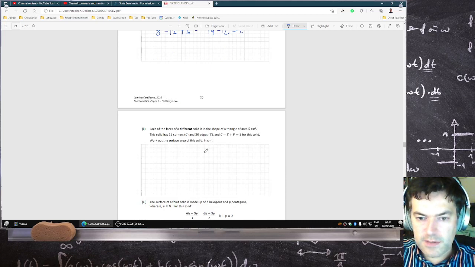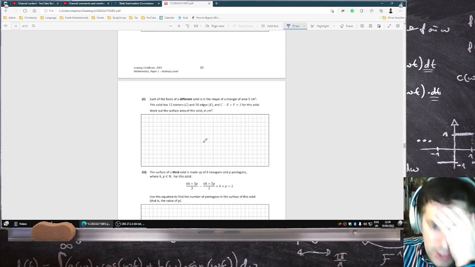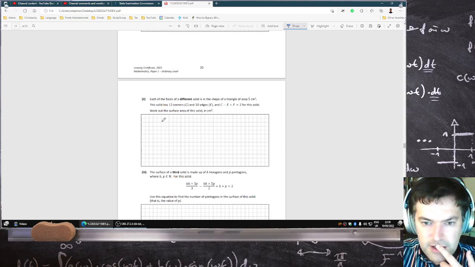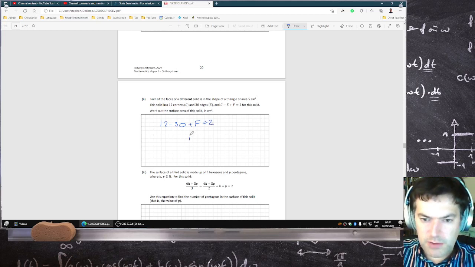Each of the faces of a different solid is in the shape of a triangle of area 5. The solid has 12 corners and 30 edges. Okay, hang on. Each face is 5. I just need to work out how many faces there are and multiply by 5. So C is 12, edges is 30, plus F equals 2. So that means there are 20 faces, so that'll be 100 centimeters squared. It's not important that it's a triangle.